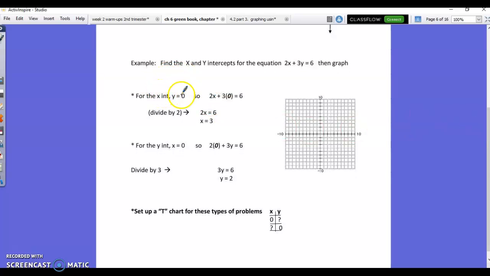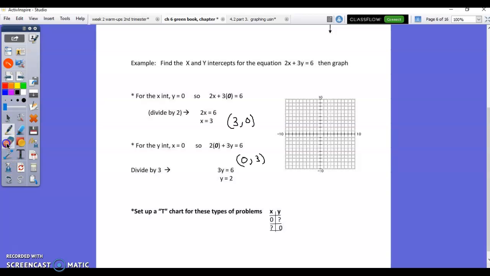All right, for the x-intercept, we put 0 in for y, so you can see we put the 0 there. 3 times 0 is 0. We rewrite it, 2x equals 6. Divide both sides by 2, we get x equals 3. For the y-intercept, we put 0 in for x, and we get 3y equals 6. We divide by 3 and we get y equals 2. So essentially what we have here, in this t-chart, is an ordered pair where x equals 3 and y equals 0. And then we have where x equals 0 and y equals 3. Or sorry, y equals 2 in this example.